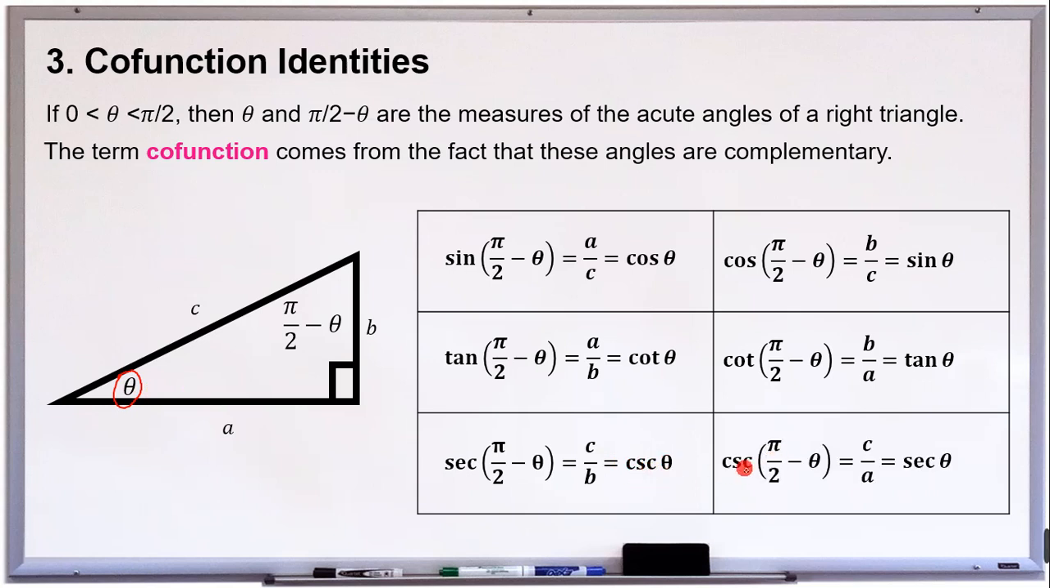And lastly, for the cosecant of this complementary angle, that is pi over 2 minus theta. Cosecant is equal to the ratio of the hypotenuse over the opposite side, so that's C over A. And in terms of the angle theta, C over A is equal to the hypotenuse over the adjacent. And the ratio of the hypotenuse over the adjacent will give us the secant of theta. So these are our cofunction identities.